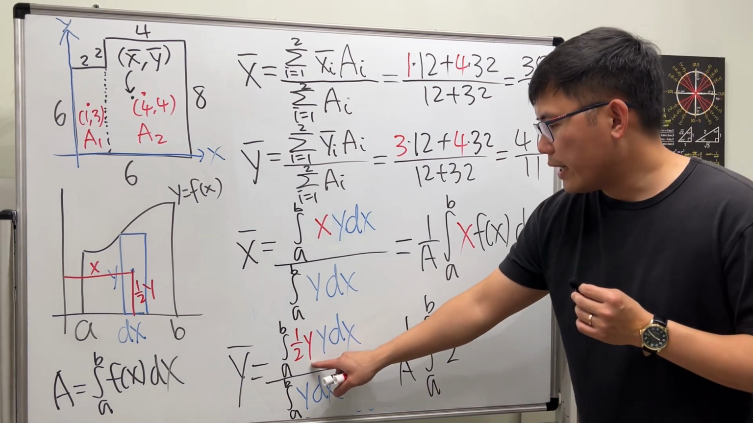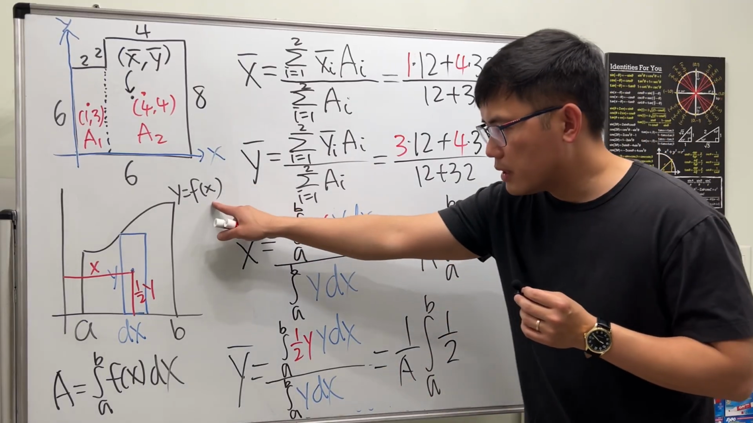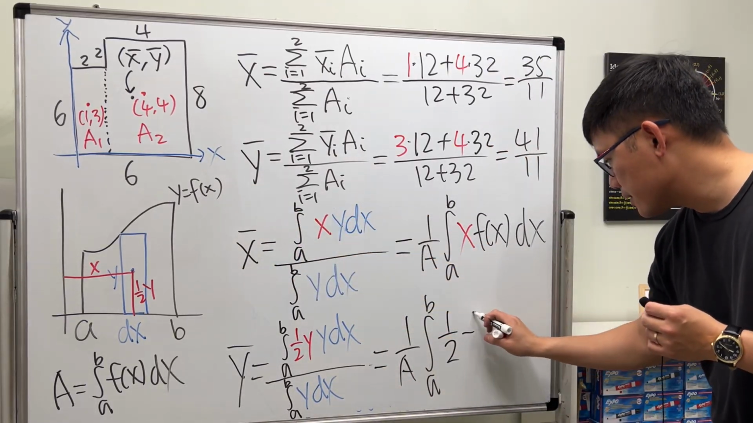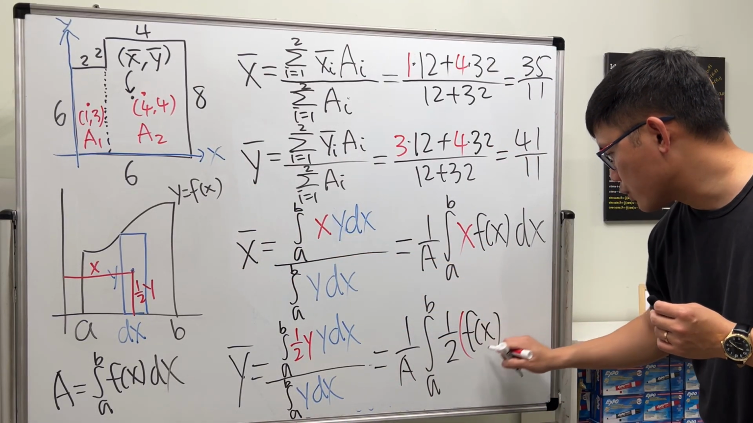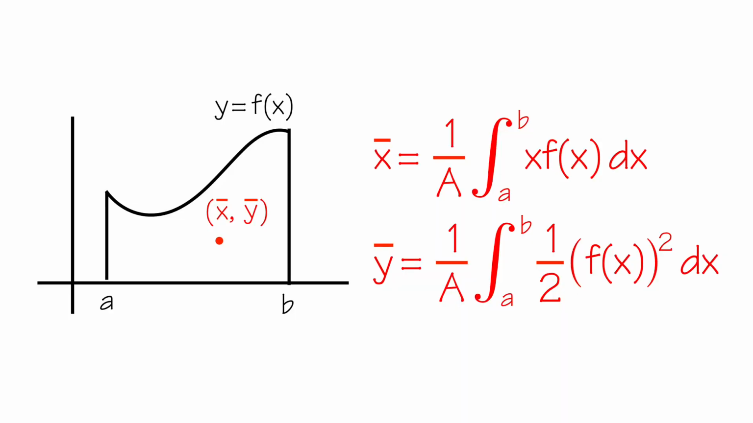And then y times y is y squared, but y is not allowed in the x world. Write that as f of x, and then make sure you square that. At the end, dx. And ladies and gentlemen, there we have it, x bar, y bar.